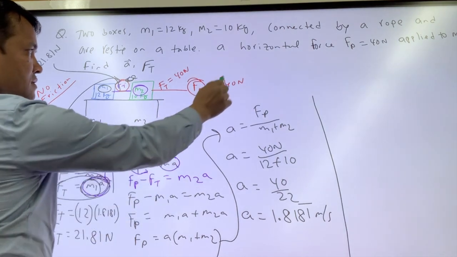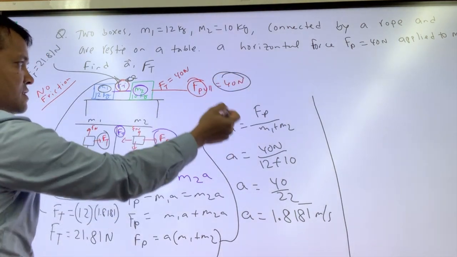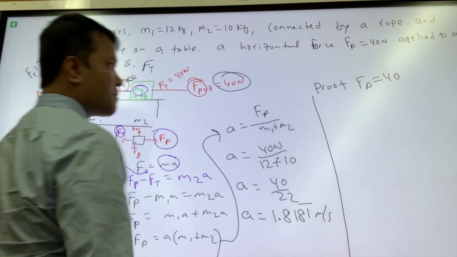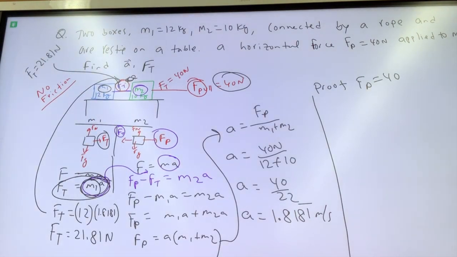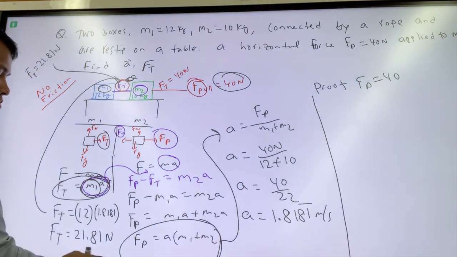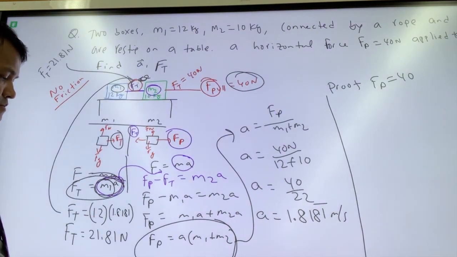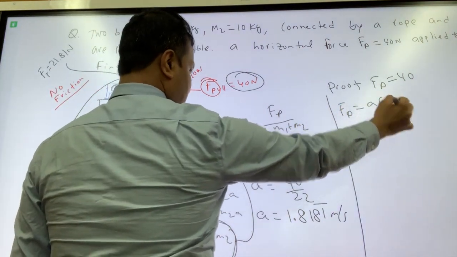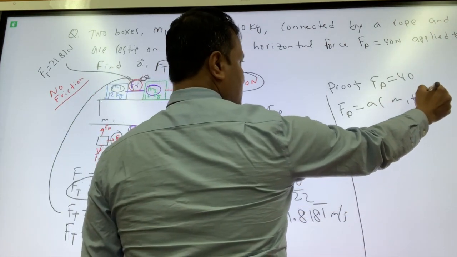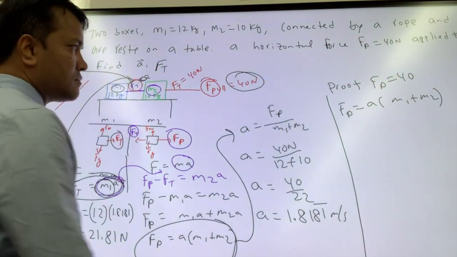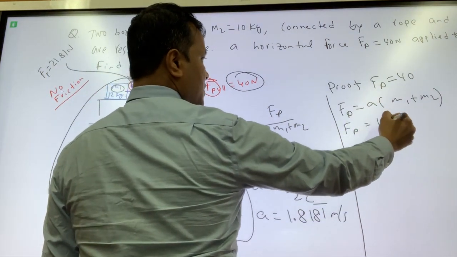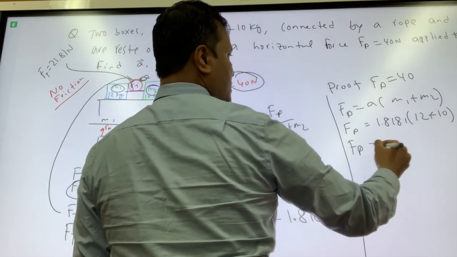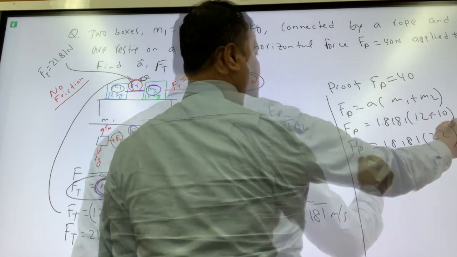Now we can prove this Ft. Fp is 40 Newton. Which equation do you want to use? Let's use this equation. Fp is a times (m1 plus m2). So Fp is 1.8181 times (12 plus 10), 1.8181 times 22. Fp is 40 Newton.